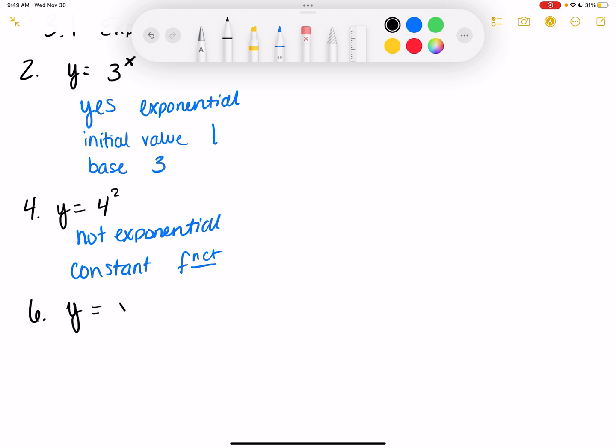Number 6. y equals x to the 1.3. Is this exponential? Yes. Why? Is that 1.3? What makes an exponential function, Josh? It's not exponential, because the x has to be in the exponent. Is that the only way? Yes. No. Okay. This one is a power function, because it's a variable raised to a power. I took a 50-50 shot.